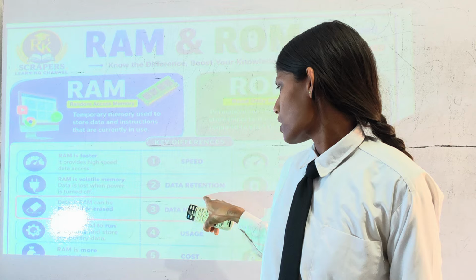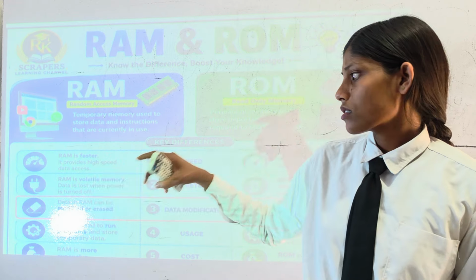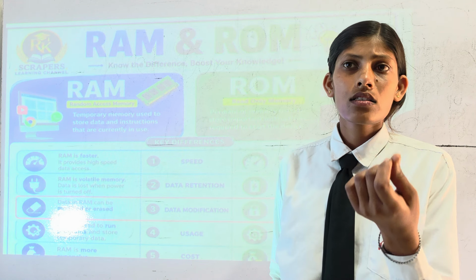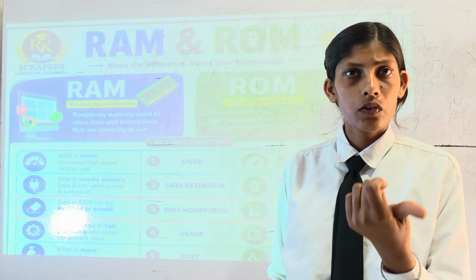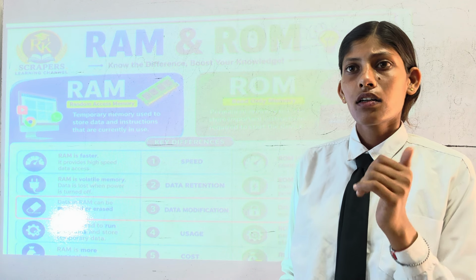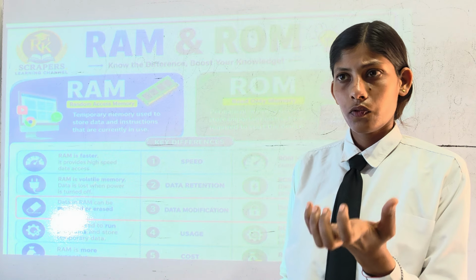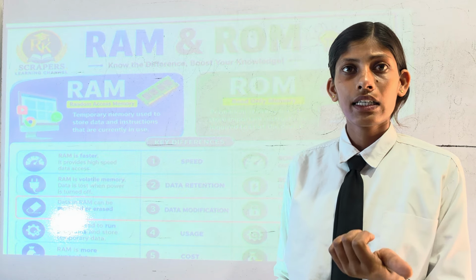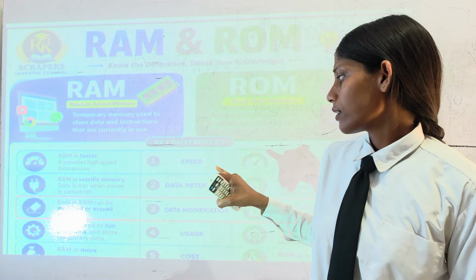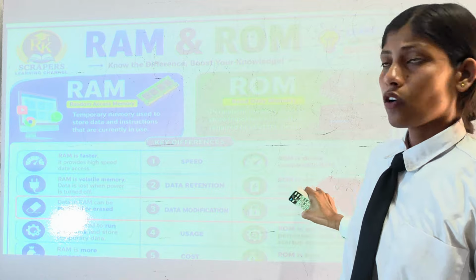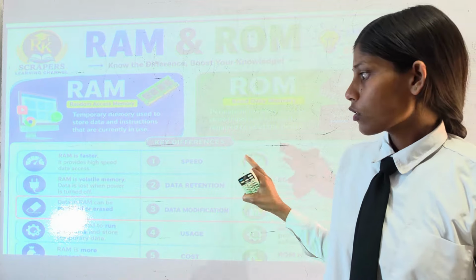The second one is data retention. RAM is volatile, which means it holds the files and information for some time, but ROM holds the files and information for a long time. It is also non-volatile. That's why the data retention of ROM is much higher.